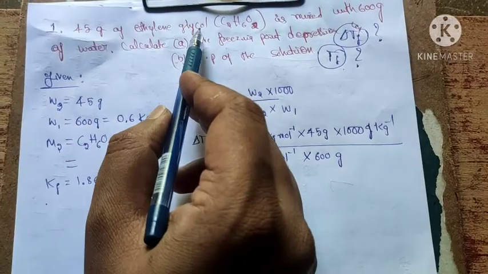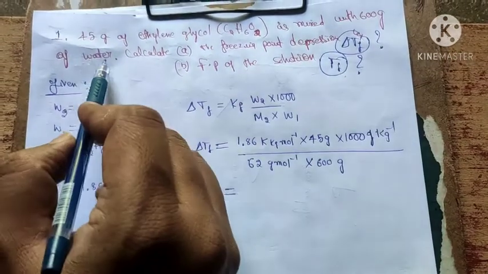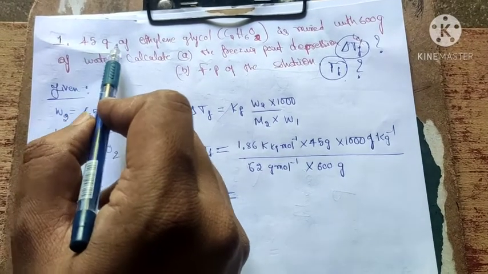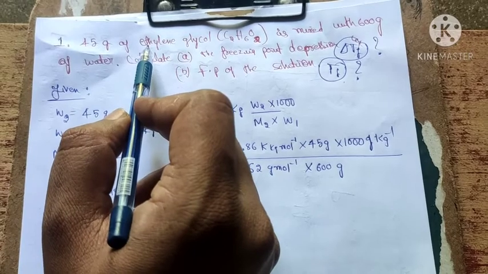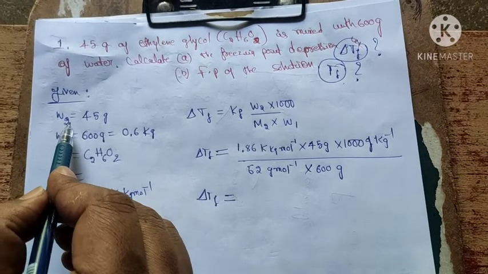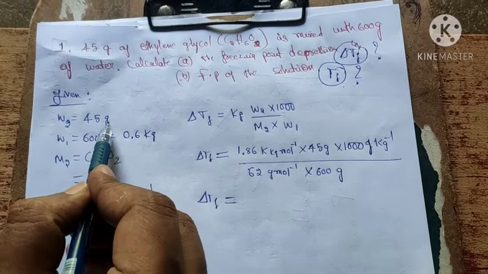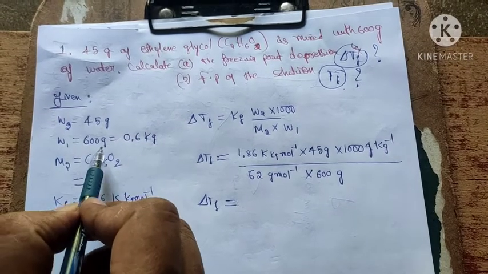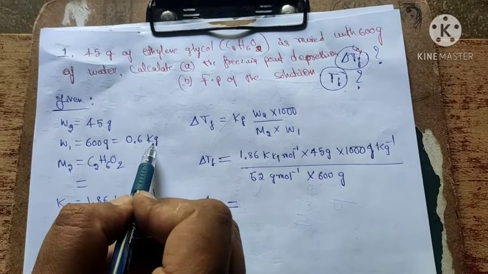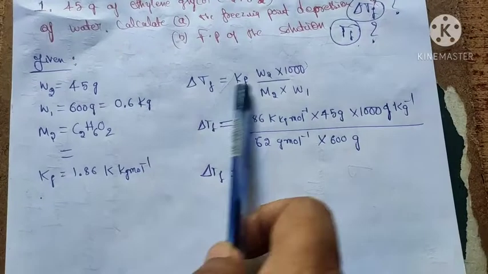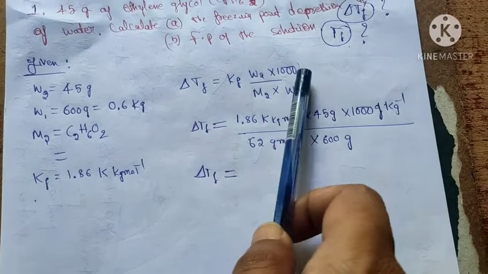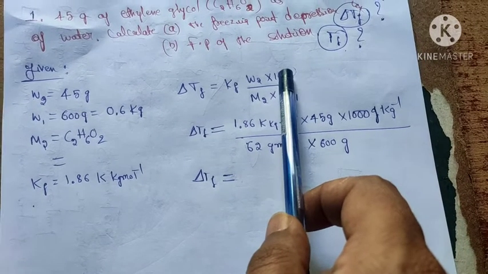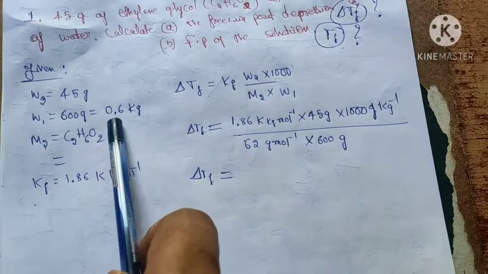45 gram of ethylene glycol is mixed with 600 gram of water. 600 gram of water is the pure solvent. 45 gram is the weight of solute. So W2 is the solute, weight of solute is 45 gram. W1 is the weight of solvent, 600 gram. Either you convert into kg or keep the 1000 multiplication in the equation; you only consider W1 in kg.